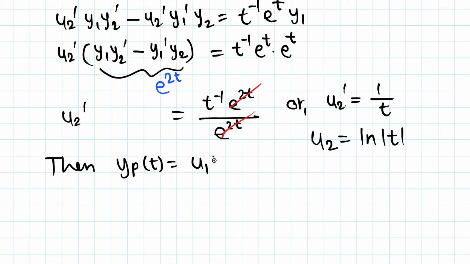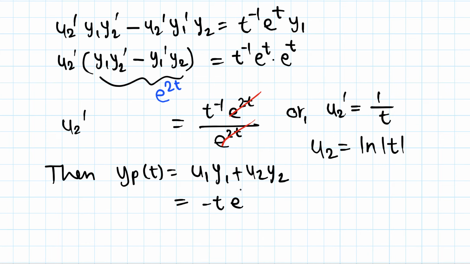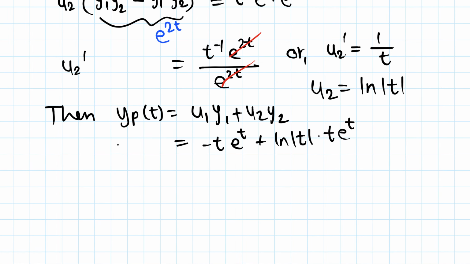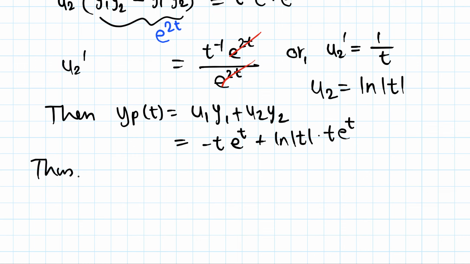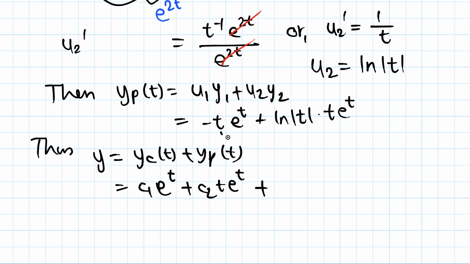Then we get yp. yp was what? u1 y1 plus u2 y2. u1 is just found here, negative t, and this is e^t, the first solution, plus u2 is found to be natural log of t. And y2 was what? Earlier, t e^t. That's yp. And yc is already there. Thus, the solution y is complementary plus particular. Complementary was c1 y1 plus c2 y2, plus particular is here. I mean, this one, just copy here, and that's the final solution.